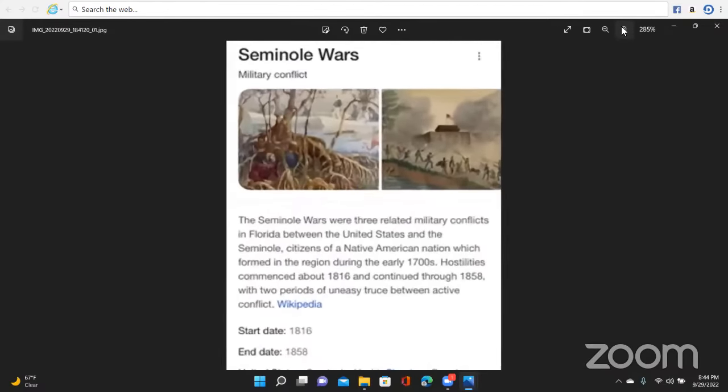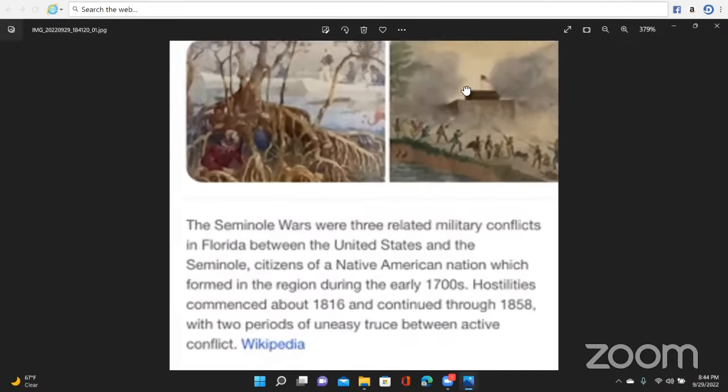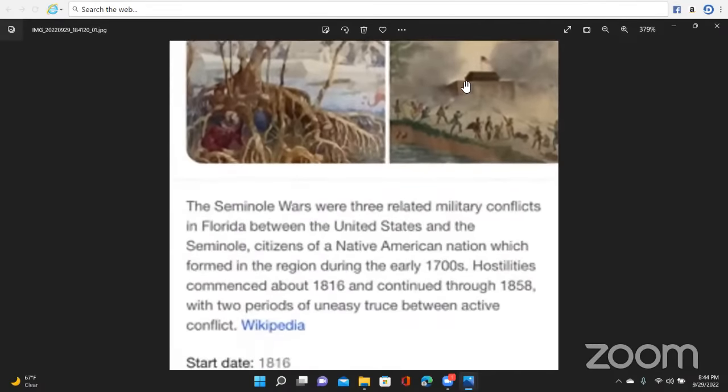Okay, now let's read what this says. It says, the Seminole Wars, three related military conflicts in Florida between the United States and the Seminole, citizens of a Native American nation. Now look what it says, this is important, which formed in the region during the early 1700s. That means that before the 1700s, what we know as Seminoles wasn't formed. Exactly.